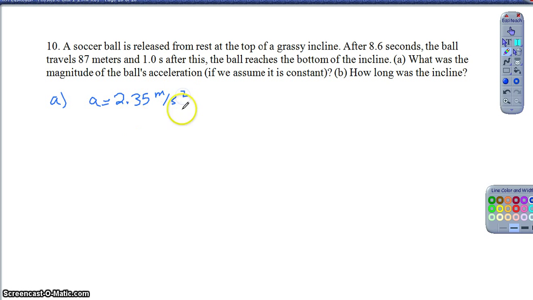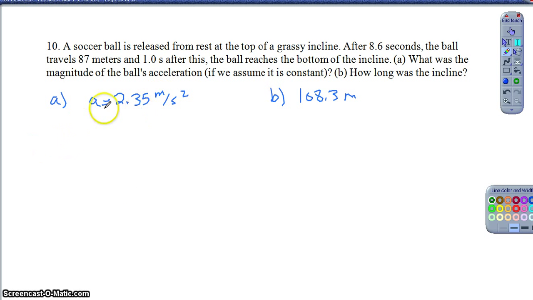If you are confident with that answer, good. Part B, the correct answer should have been about 108.3 meters, or obviously depending on where you rounded that, maybe just 108 meters. Okay, so for the total length of the incline. So if you need to see either of those two parts, stay tuned. Otherwise, congratulations, you are done with this video.